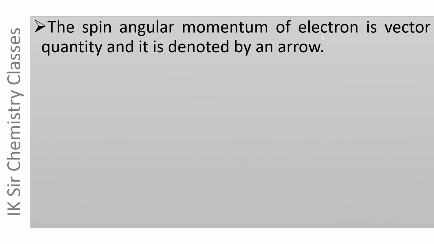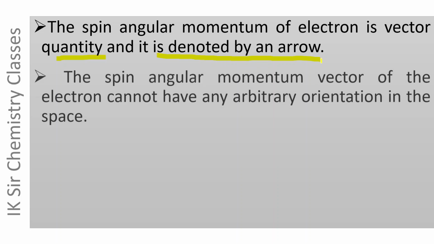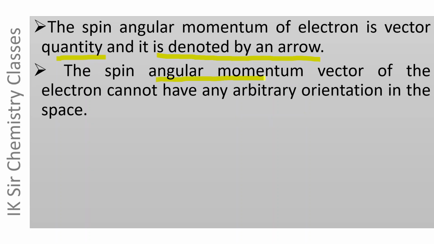The spin angular momentum of an electron is a vector quantity, and it is denoted by an arrow. The arrow representing the spin angular momentum of the electron is called the spin angular momentum vector, and this vector cannot have any arbitrary orientation in the space.